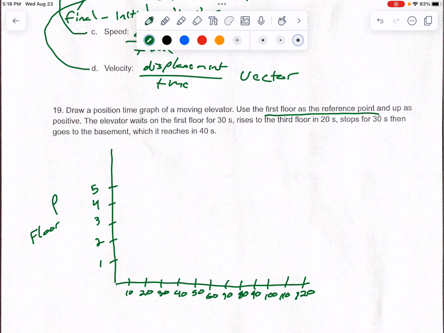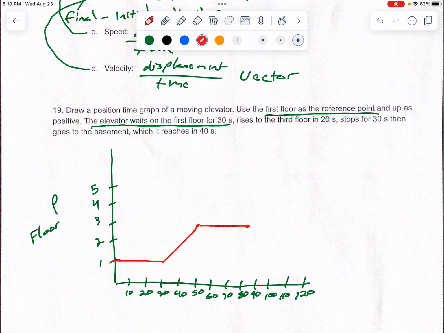Okay, point is, the elevator waits on the first floor for 30 seconds. So that means we're not moving. For 30 seconds, I'm just going to use a different color line and stay on the first floor. We're not moving. Then it rises to the third floor in 20 seconds. So in the next 20 seconds, it's got to get up to the third floor, basically right here at that 50 and 3. So that part's done. Okay, it stops for 30 seconds, so we're going to stay on the third floor from 50 to 80.